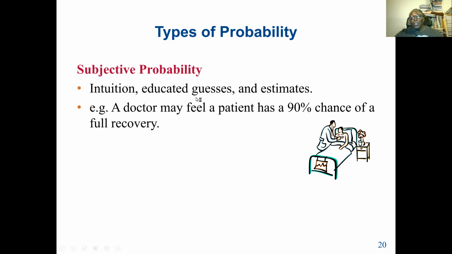The New York Yankee example I'm giving is based on my background, educated guess. Because now I know New York Yankee have good players, they have a good coach, they are increasing their bonuses for their players. So these are all positive scenarios. So subjective, again, there's no calculation. It's based on our education background, your intuition, educated guess, or estimate. So a doctor may feel a patient has 90% chance of a full recovery.